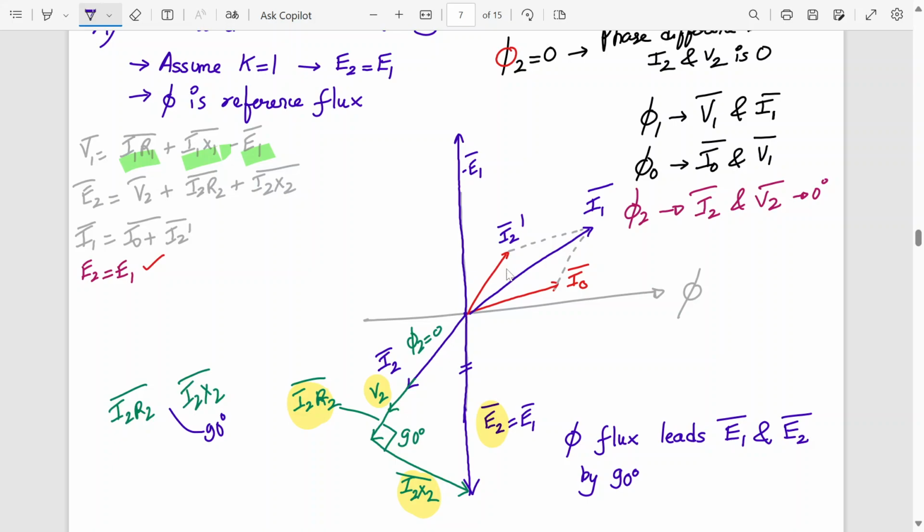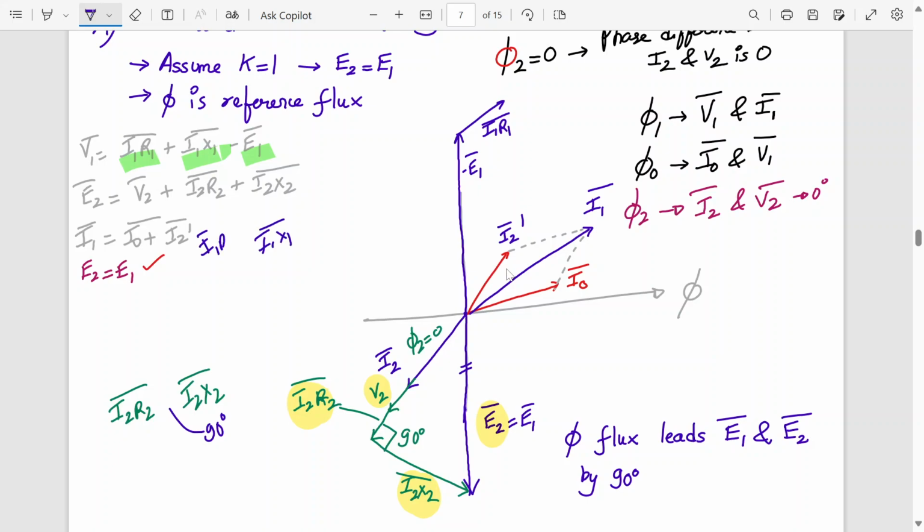Yes or no? Now where will I1 R1 come? See, I1 direction is already there. If I draw a parallelogram like this, but I don't know the magnitude, this will be I1 R1. Let's say this much is the magnitude. Now how will I draw I1 X1?